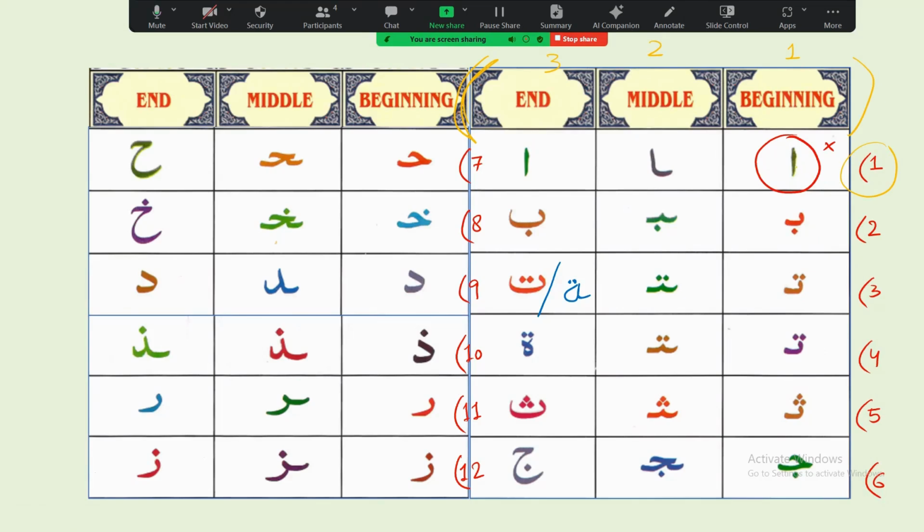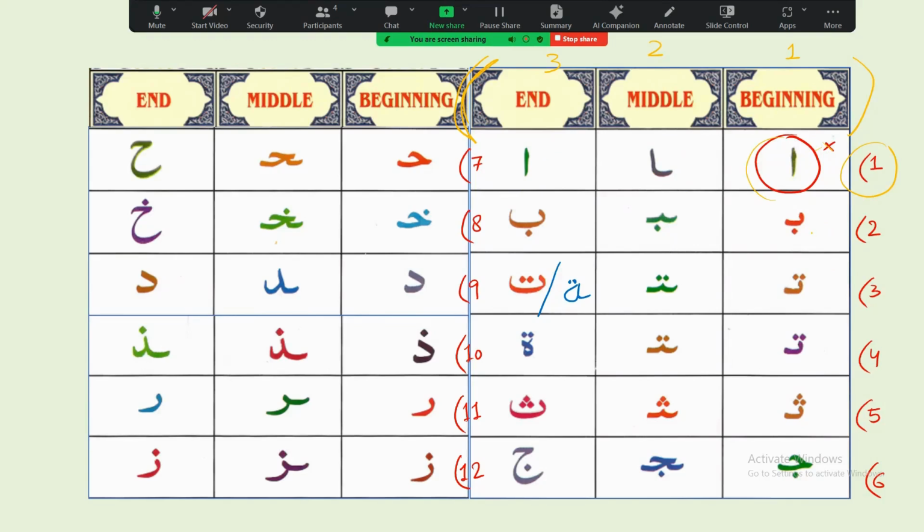So for Alif, I mentioned that Alif does not come at the start. So that is why I have encircled this and marked a little cross here, that Alif will not come at the start. So obviously there isn't any possibility for that. Alif, when it will come in the middle, it will take this shape, right? And similarly, when Alif will come at the end, it will have this shape, right? So this is the table that shows the possibilities for all of the letters.